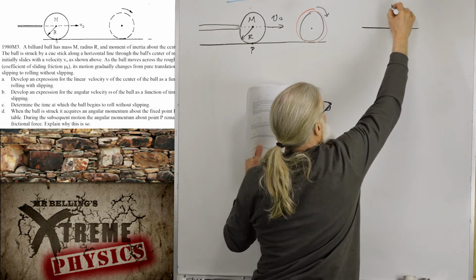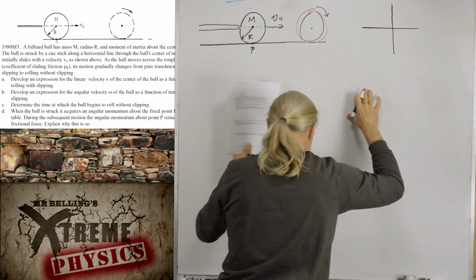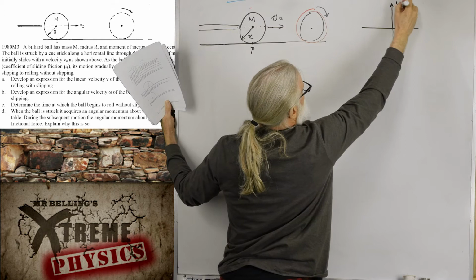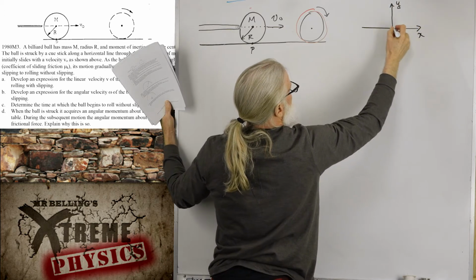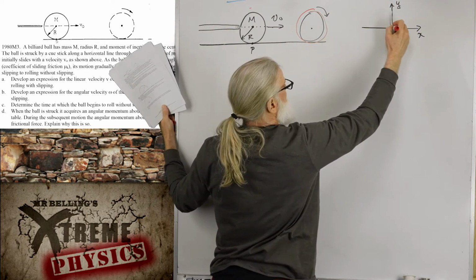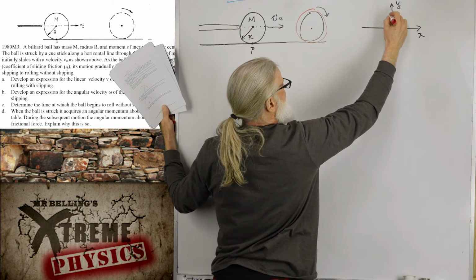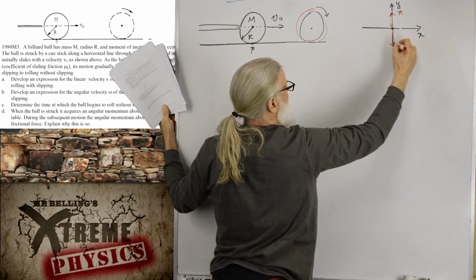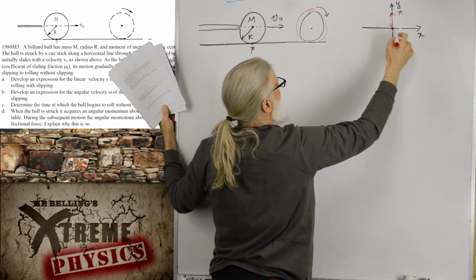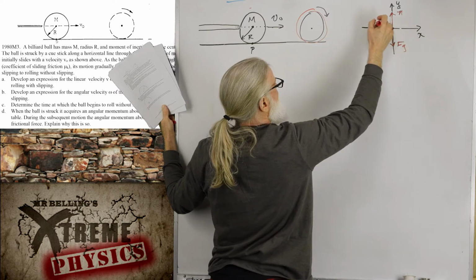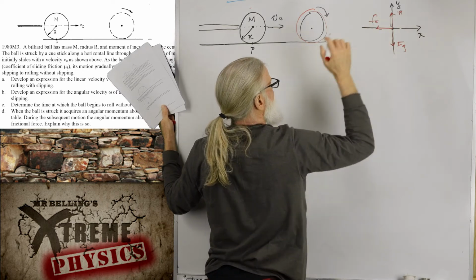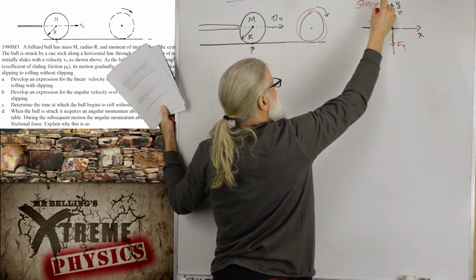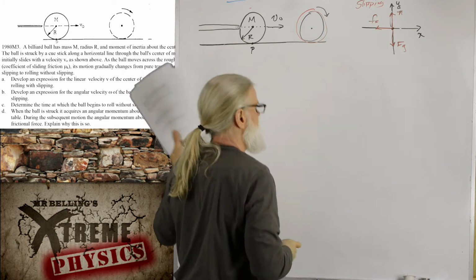Something like this. What do we have here? We've got y and x. The normal force is acting upward. Then we have the force of gravity downward, mg. And we have kinetic friction. This is while slipping, so that is kinetic friction.